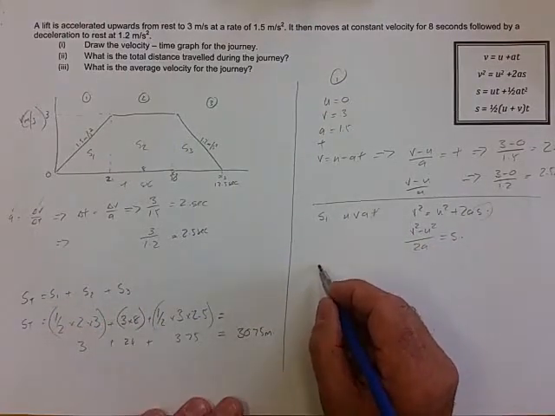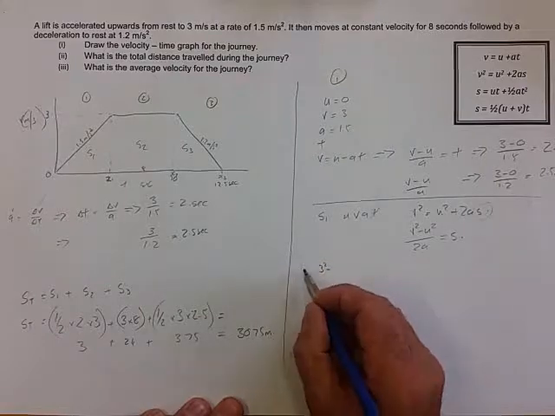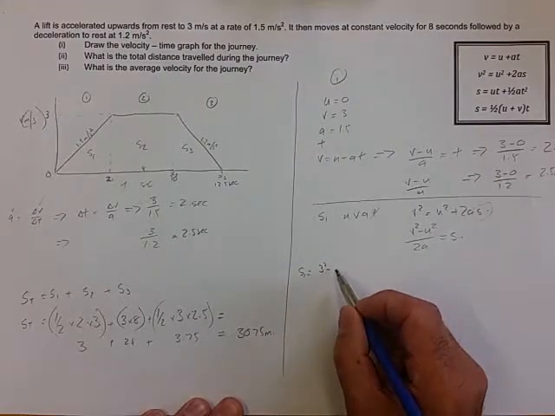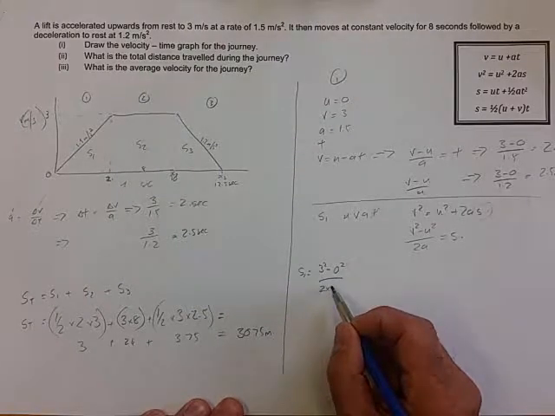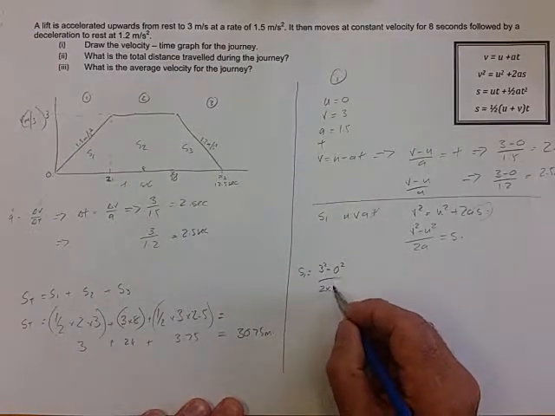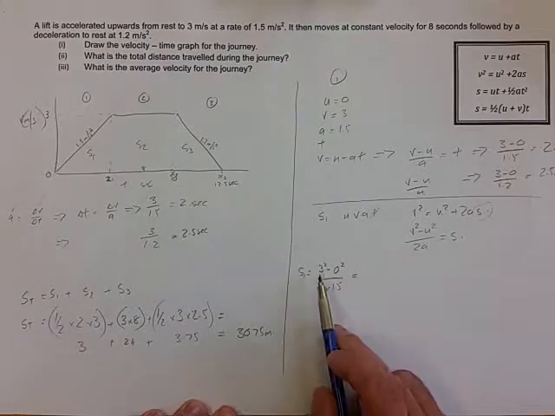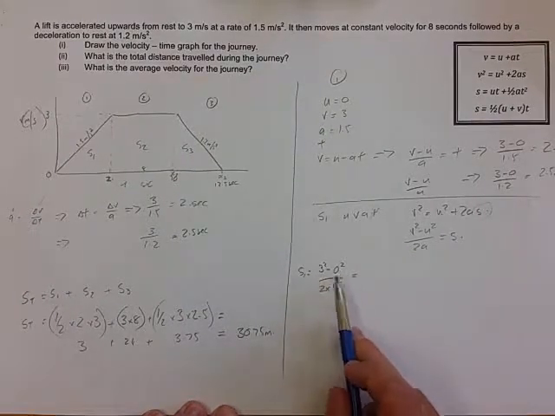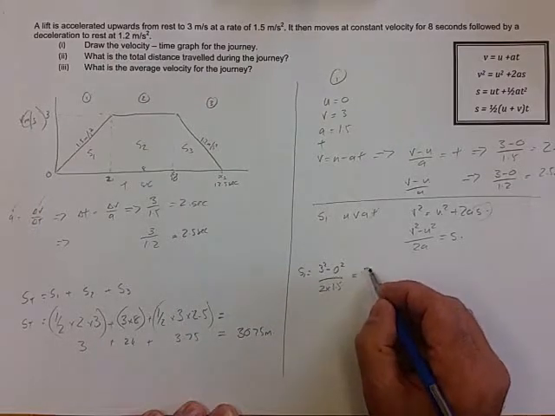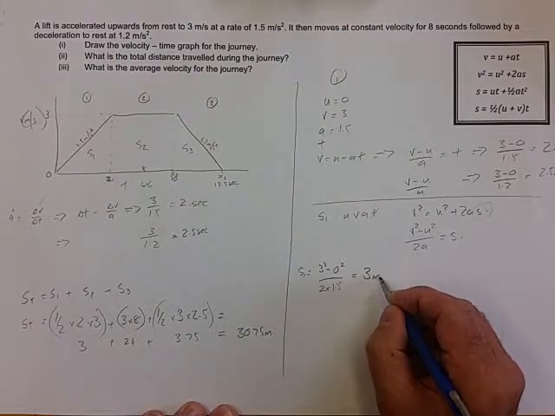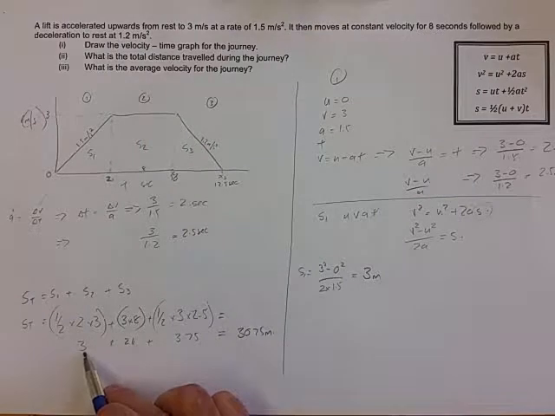V is 3, so this is for S1: 3 squared minus 0 squared divided by 2 times, and we're looking for A, which was 1.5. So 3 squared is 9, minus 0 is still 9, divided by 2 times 1.5 is 3, 9 divided by 3 is 3 metres. And as we can see, that's the same as what we got down here.